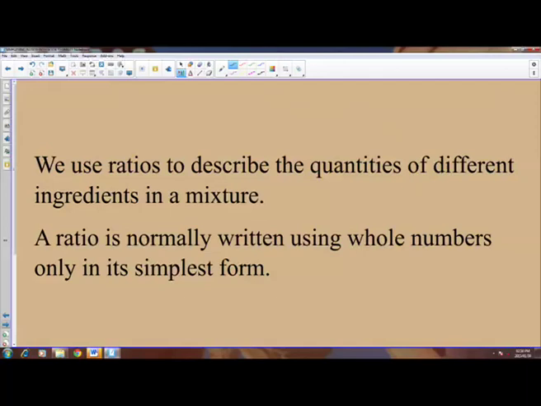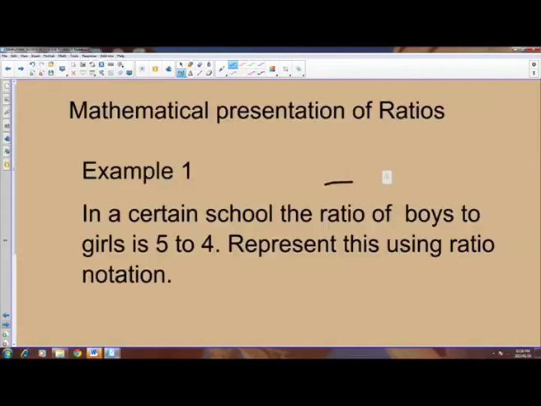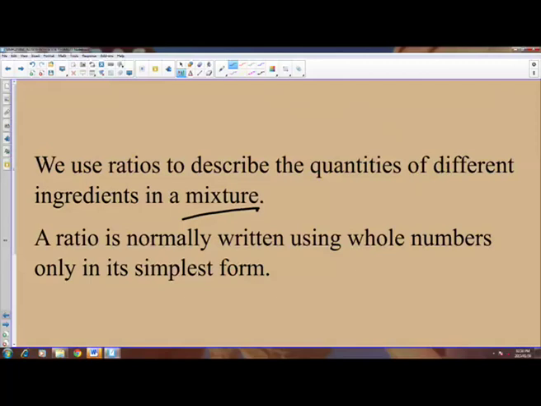We use ratios to describe the quantities of different ingredients in a mixture. That is, when we have a mixture, there is a ratio involved in making up that mixture. And in addition, a ratio is normally written using whole numbers only in its simplest form. That is, the ratio should be simplified. The answer given should be in its simplest form. Let us have a look at what we should be having.